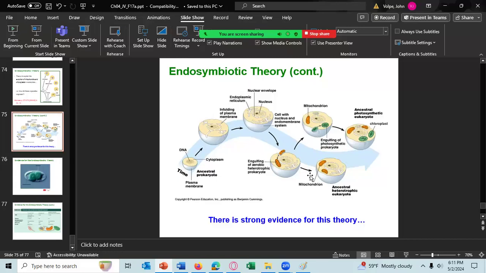In plants, the same thing happened. However, another cell got engulfed by the plant cell. So the plant cell engulfed both a bacteria and another bacteria. One bacteria became the plant cell's mitochondrion, and the other bacteria became the plant cell's chloroplast.